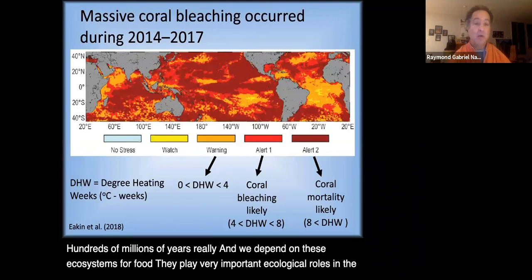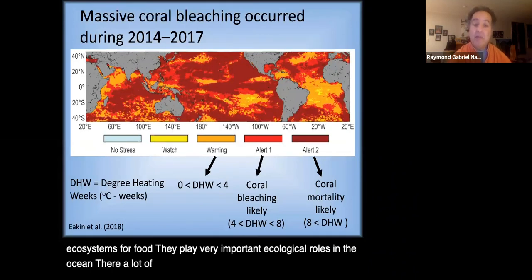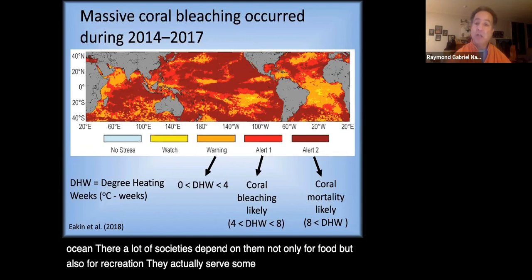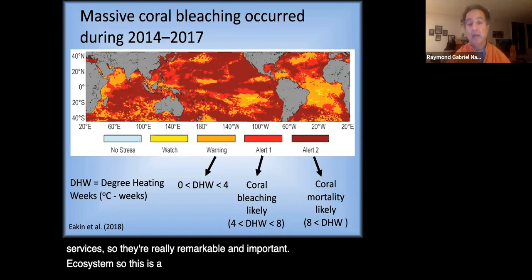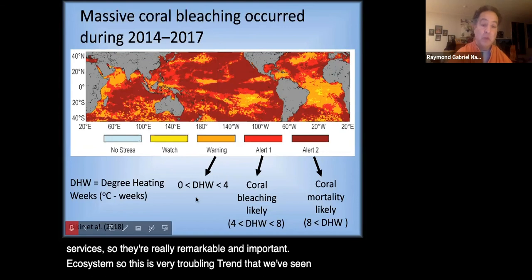A lot of societies depend on them, not only for food, but also for recreation. They actually serve some storm protection services. So they're really remarkable and important ecosystems. So this is a very troubling trend that we've seen regarding coral bleaching that's resulting from global warming.